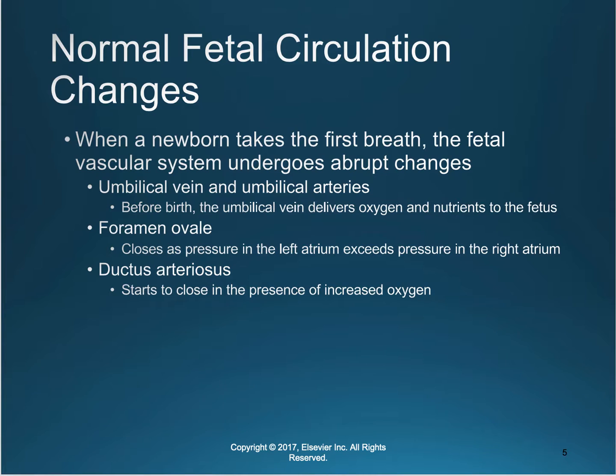Okay. So you have the normal fetal circulation changes. When the newborn takes the first breath, the fetal vascular system changes. You have your umbilical vein and umbilical arteries. Before birth, the umbilical vein delivers oxygen and nutrients to the fetus, right? And then the baby no longer needs the umbilical area, so that area will close. The foramen ovale closes as pressure in the left atrium exceeds pressure in the right atrium. And the ductus arteriosus starts to close in the presence of increased oxygen.